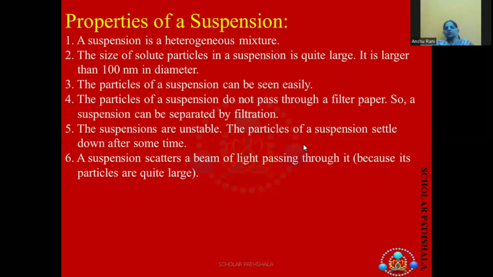Similarly, in case of suspensions and colloidal solution, particles are big enough to act as obstacles. So when light tries to pass through this solute particle, light is not allowed to pass. So light scatters its beam. That scattering of light is called Tyndall effect.